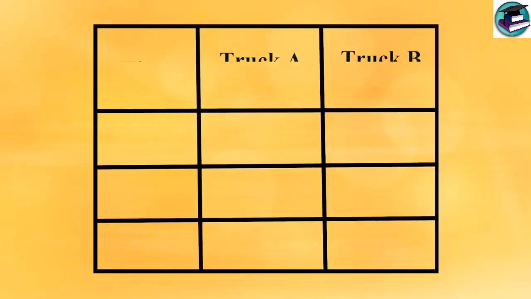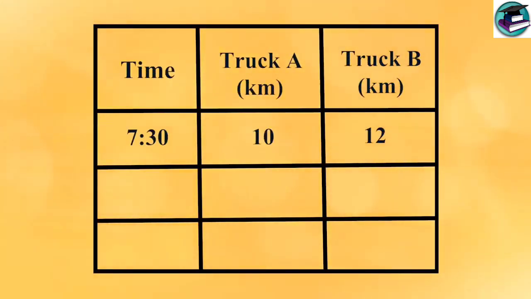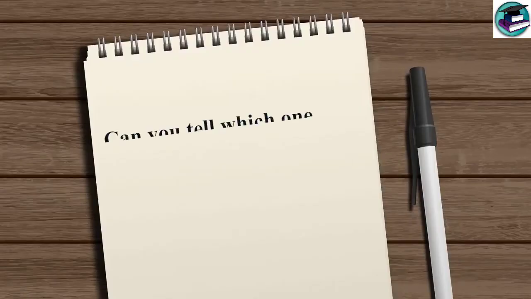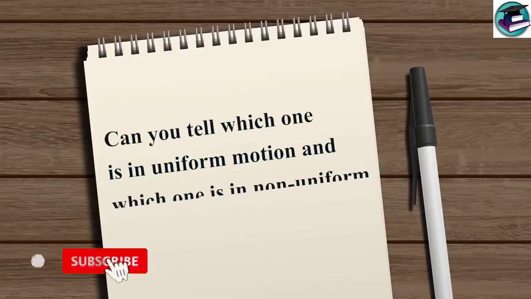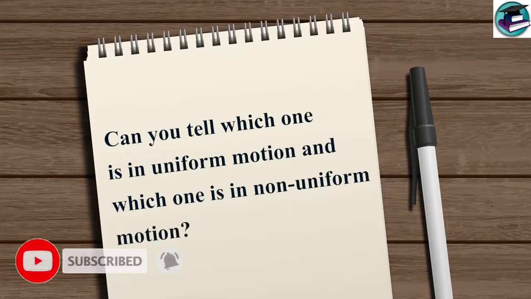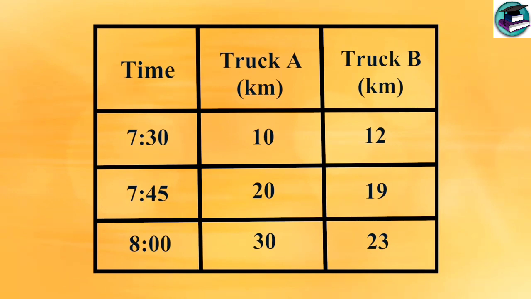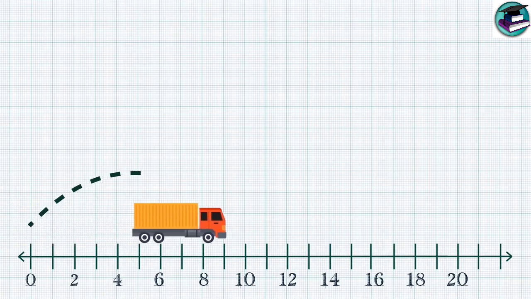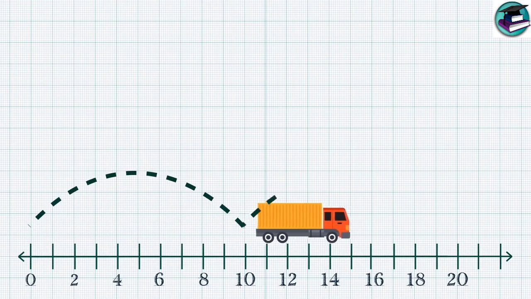Let's look at another example. Here is a table which shows time distance data of two trucks, truck A and truck B. Can you tell which one is in uniform motion and which one is in non-uniform motion? Answer: truck A's motion is uniform because it covers the same distance, 10 kilometers, in each 15-minute interval.